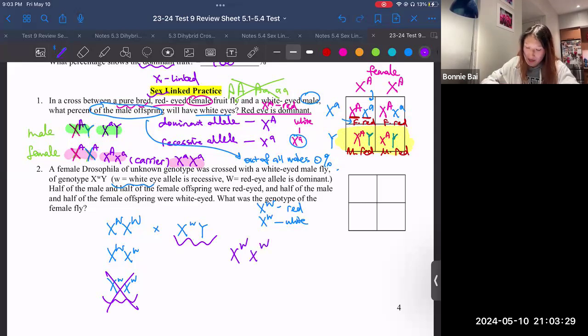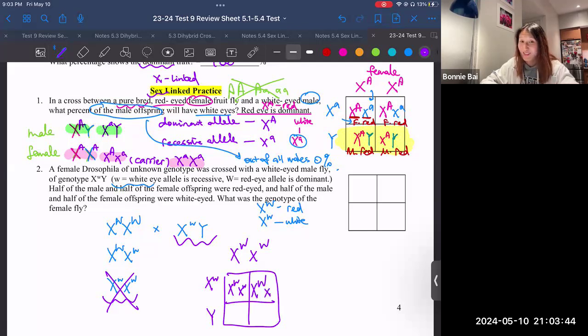Okay, assuming that the parent is X big W, X big W, this is the other parent. Draw up a Punnett square. X big W, X big W, X little W, Y. So this is what you want to do on the test. Don't use W, it's real annoying. You just got to write your W real big.